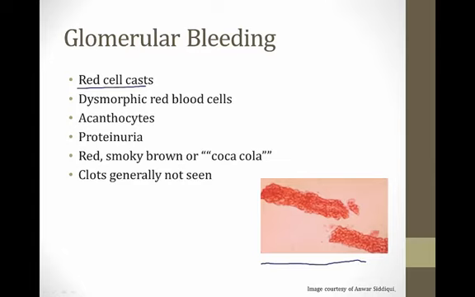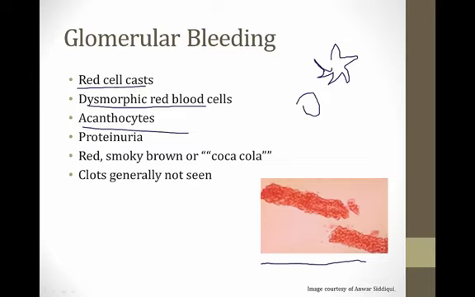Other things you may see are dysmorphic red blood cells. These are red blood cells that have an abnormal shape, and just like the mechanism of the cast, this happens because you're squeezing them through the filtration barrier and the nephron. You can also see acanthocytes. These are red blood cells that have a spiked cell membrane, so instead of being a nice circle, they have a spiky cell membrane looking sort of something like this.